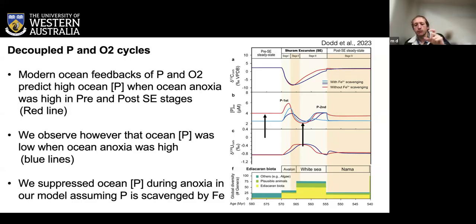And you can see that the red line before the Shuram excursion is much higher than the light blue line in the phosphorus reservoir. So there's a big difference there, okay? So we're not seeing that drawdown of P levels when anoxia is high. So what this means is that when there was a large extent of marine anoxia in the Ediacaran period, we weren't seeing correspondingly high ocean phosphorus levels, which we would expect if the ocean was following this redox-dependent phosphorus feedback.